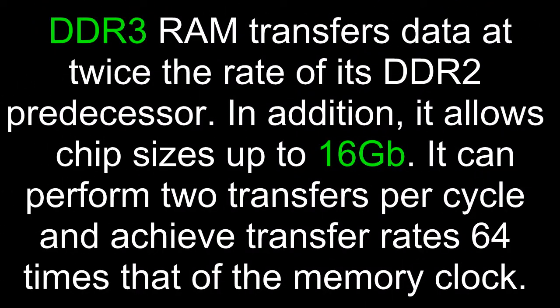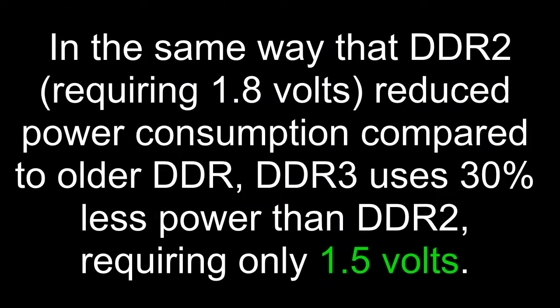DDR3 RAM transfers data at twice the rate of its DDR2 predecessor. In addition, it allows chip sizes up to 16 gigabytes. It can perform 2 transfers per cycle and achieve transfer rates 64 times that of the memory clock. In the same way that DDR2, requiring 1.8 volts, reduced power consumption compared to older DDR, which required 2.5 volts, DDR3 memory uses 30% less power than DDR2, requiring only 1.5 volts. This can help to extend battery life.